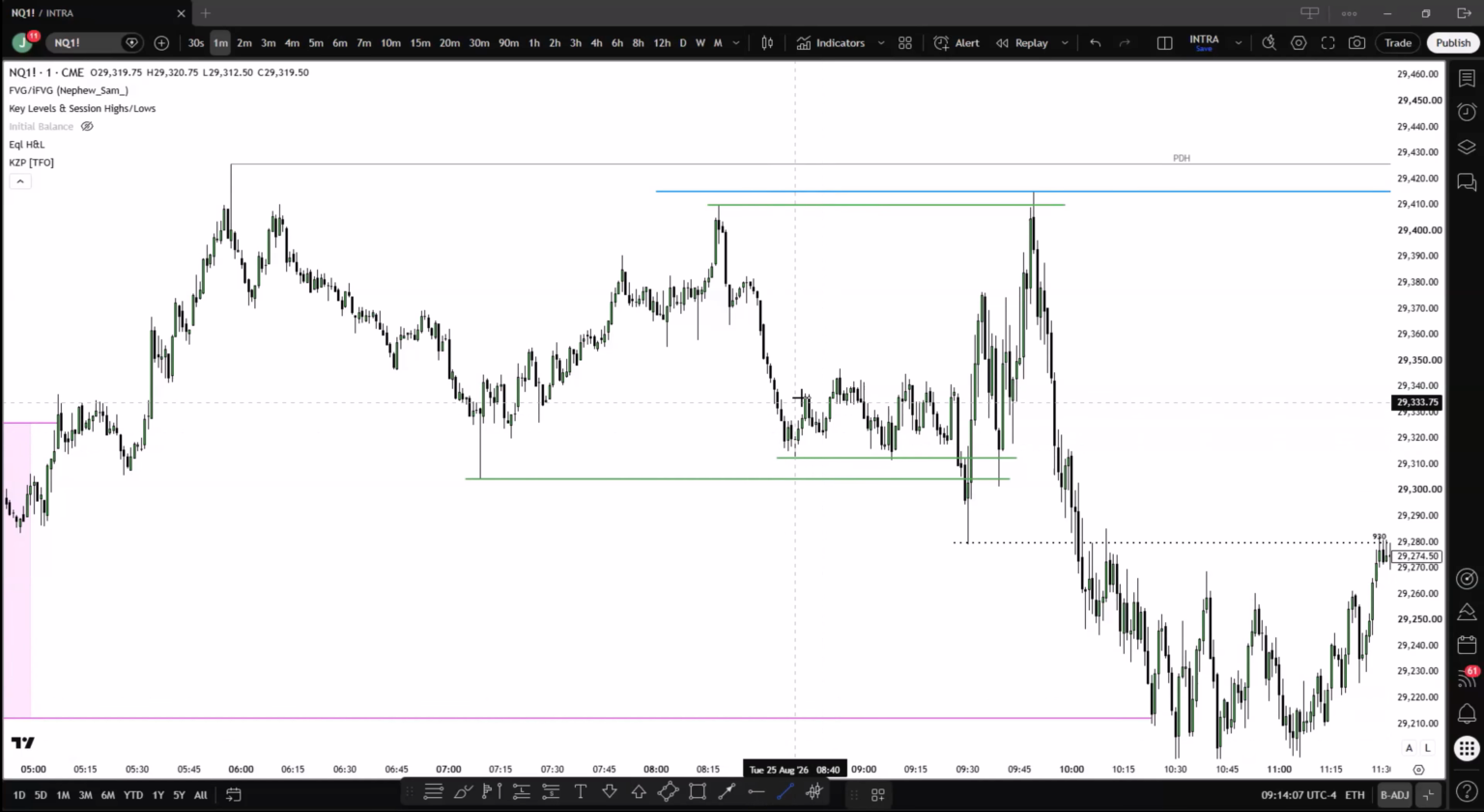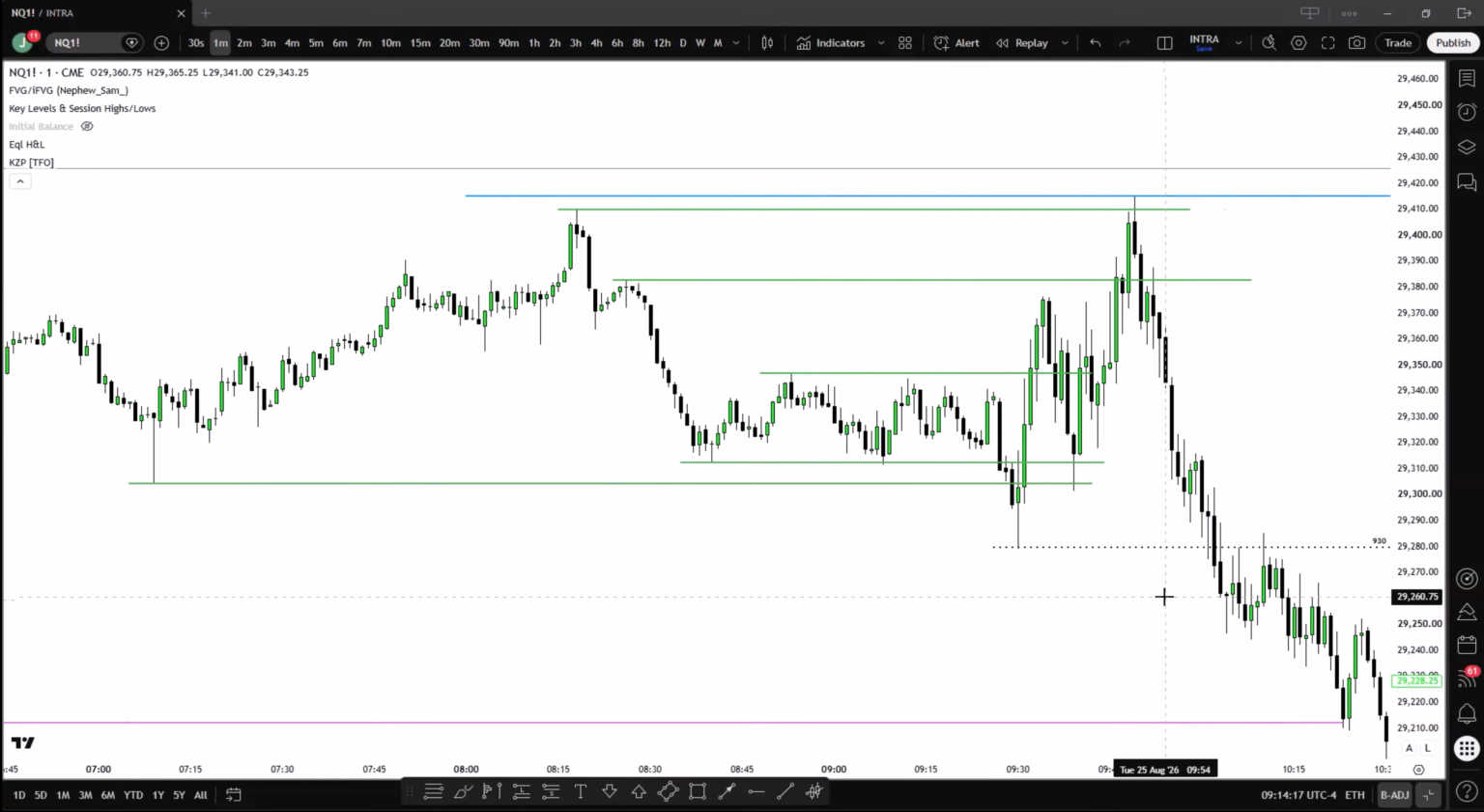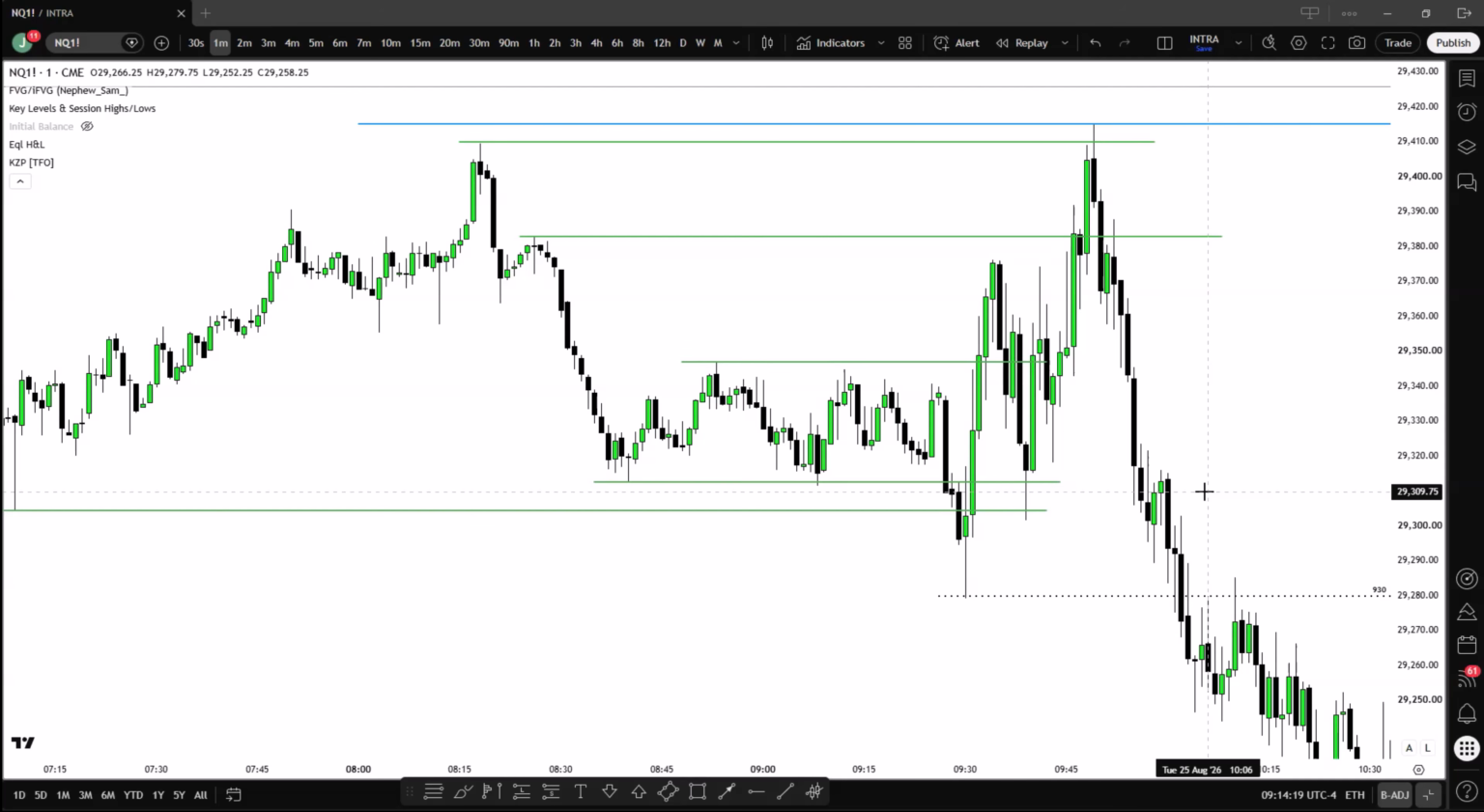And then really pre-market, we've got these equal lows right here, these little highs right here, and a little swing high right there. So what we're looking for is price to grab these liquidity levels and then attack the other side, buy side to sell side to buy side.